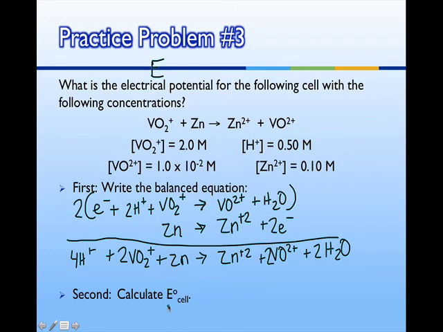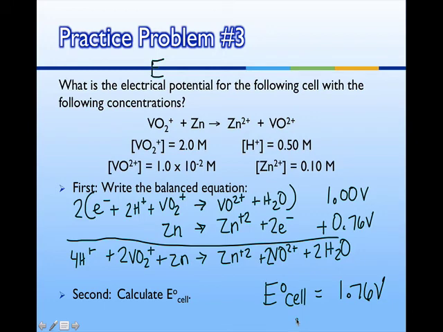The next thing it wants me to do is calculate the cell potential at standard states. So I'm ignoring the fact that these are different concentrations. We're just calculating what this would be if it were at standard conditions. So I look up each of these half reactions on the standard reduction potential table, and what I find is this first one is 1.00 volts, and this one right here is negative 0.76 volts, but this is the oxidation reaction, so we need to flip that sign. So it's going to be positive 0.76 volts. That means the cell potential at standard states is going to be 1.76 volts.